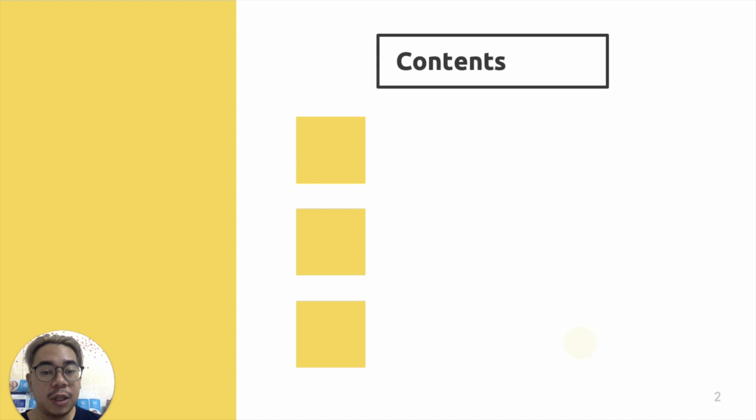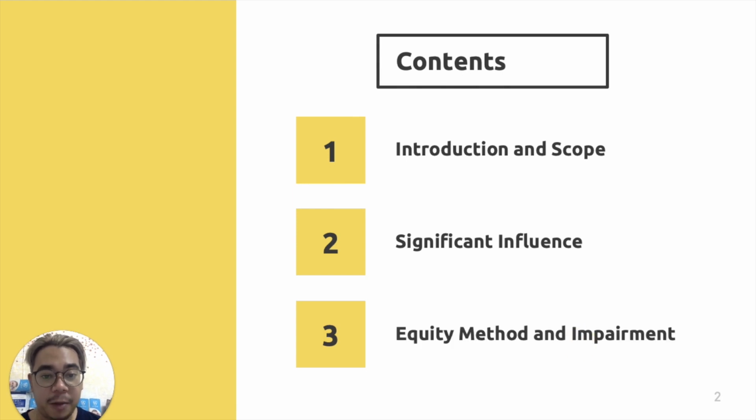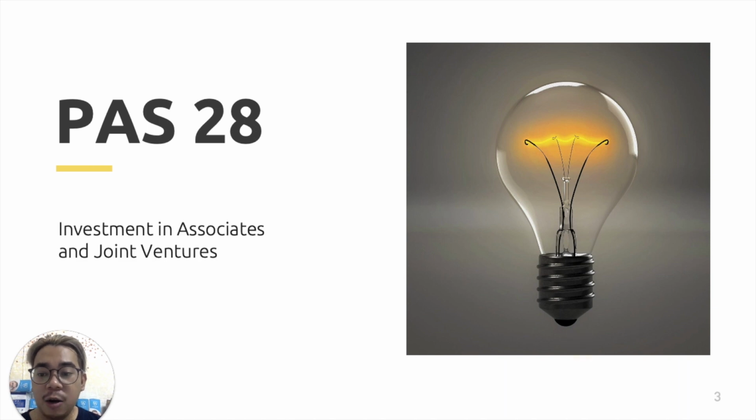So, what we will be talking about today about investment in associate are number one, introduction and scope of the standard. Number two, we will be talking about significant influence. Number three, we will be talking about equity method and impairment. So, like I said, the standard that governs investment in associate is PAS 28. The complete title of PAS 28 is Investment in Associates and Joint Ventures.